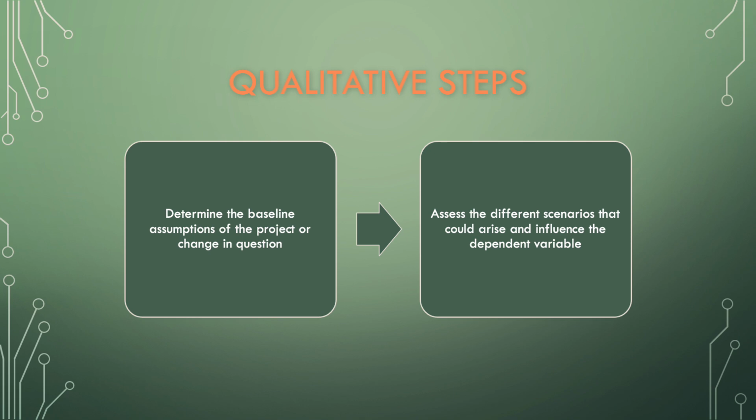The first steps in a sensitivity analysis revolve around the qualitative steps. The qualitative steps of the analysis begin by determining the baseline of the business and how the change may influence that baseline. Once the impact of the change on the dependent variable is determined in the current business environment, then the assessment of how potential scenarios differing from the baseline may be analyzed to determine the varying impacts on the dependent variable.